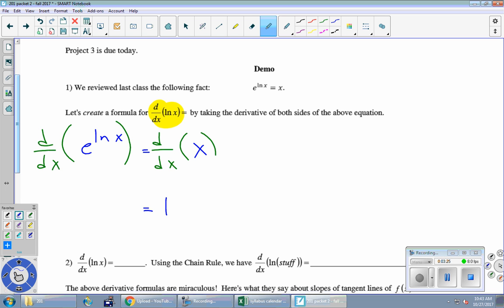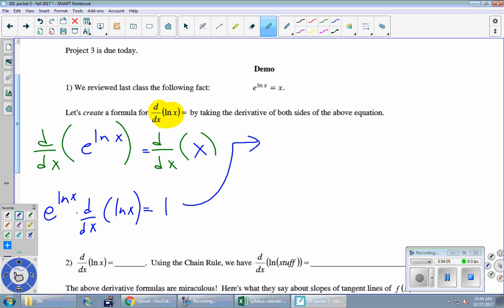1 equals. Left-hand side is a little bit more complicated, but this is simply e to some stuff. We know how to handle e to the stuff. It is e to the stuff times the derivative of the stuff, which is ln of x. Now what we are doing here in this process is figuring out the derivative of ln of x. So we don't know what it is right now, which is why I've just written symbolically the derivative of the stuff. But if we solve this equation for the derivative of ln of x, we will have created our derivative formula. So let's do it.